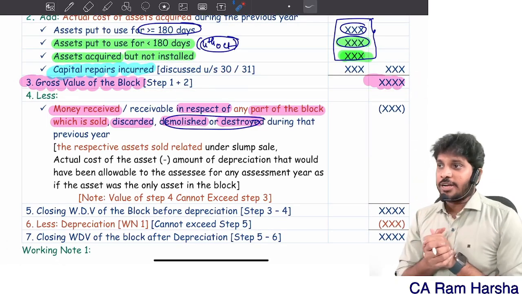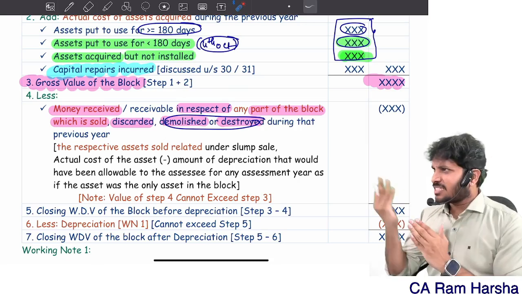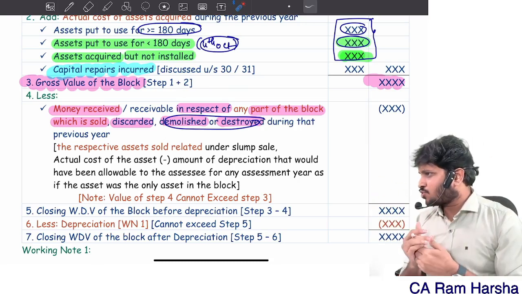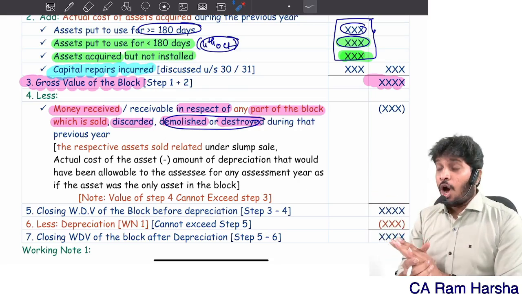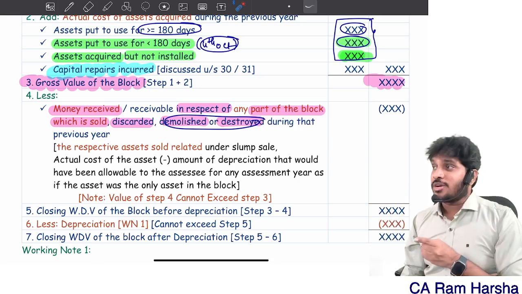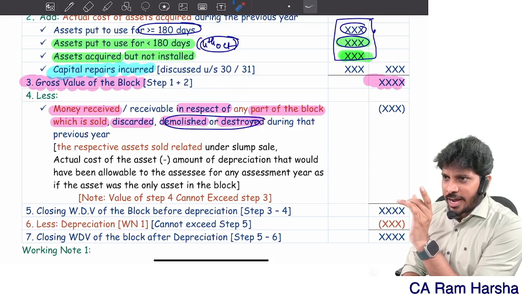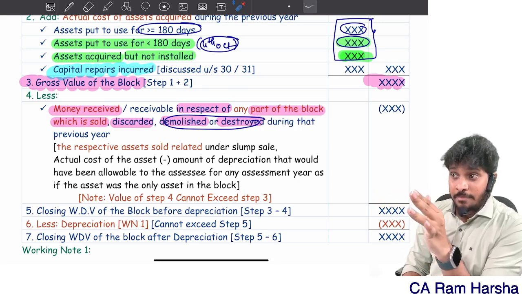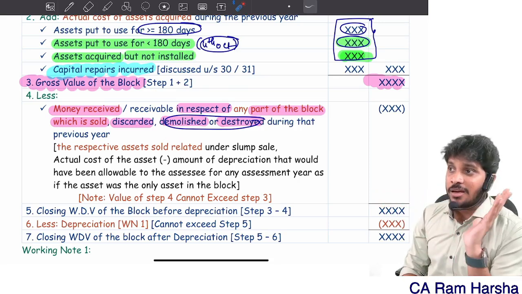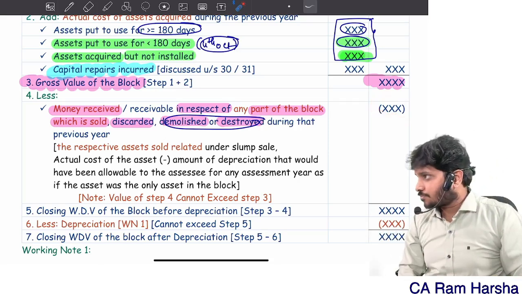From the gross block value, definitely some assets from this block we will sell, because an AC is becoming useless. Some issues might be there, so we definitely sell them. Or the AC might have fallen down and been damaged, but I have insurance and the company paid me insurance money. At the end of the day, for the part of a block that was removed from the block, you got some money. That money received, reduce it directly.